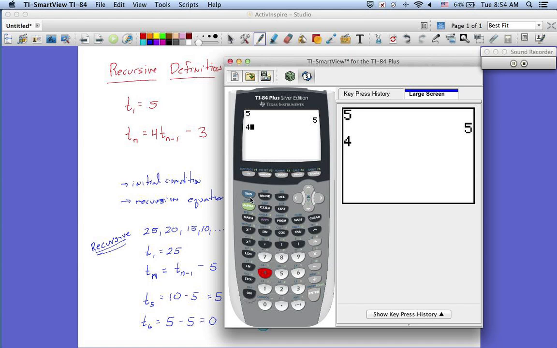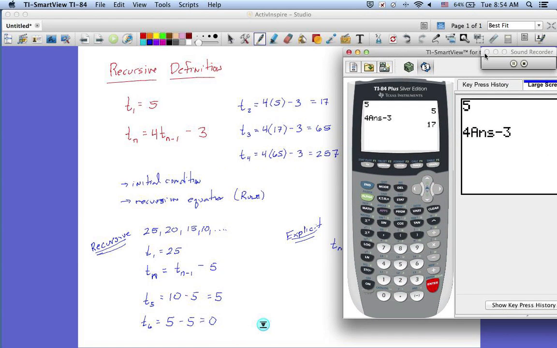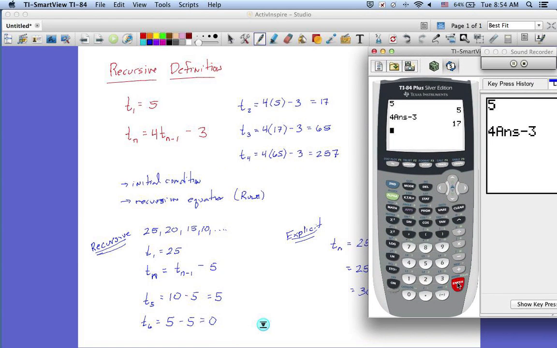So 4 times the answer, minus 3, enter. There's 17. Enter. 65. Here's the test. Did I get it right? Boom, 257. Okay, again, notice it's doing it recursively. It's taking 4 times the previous answer and minus 3, and we can go on and on and on. We can go all day with this, man, all day.